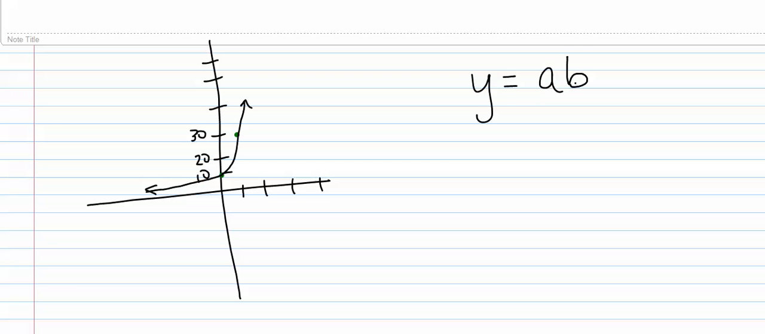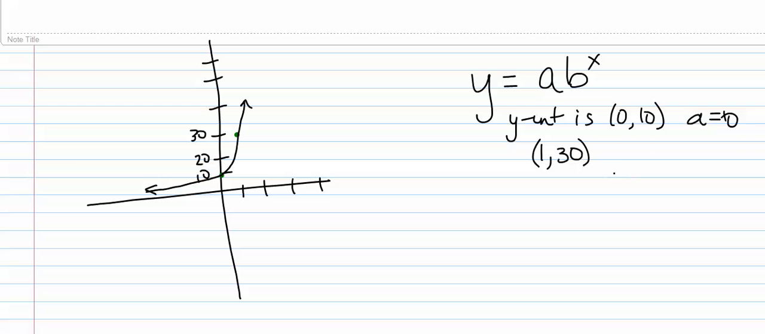My y-intercept is at (0, 10). So a is going to be 10. Another point that I want to use is going to be the point (1, 30). So my y is going to be 30 and my x is going to be 1. When I plug 30 in for y, a is 10, b I don't know, and it's going to be the first power. So 30 equals 10 times b.